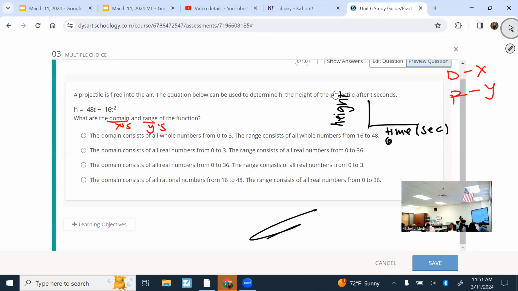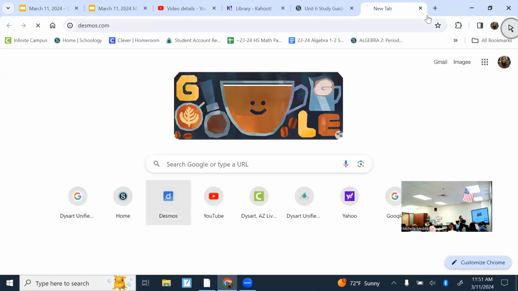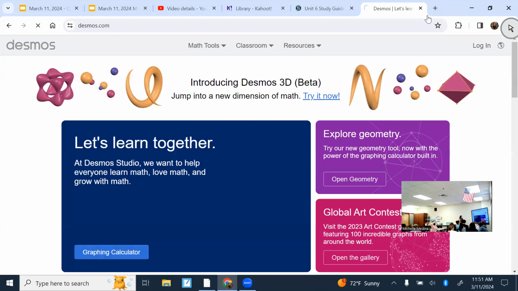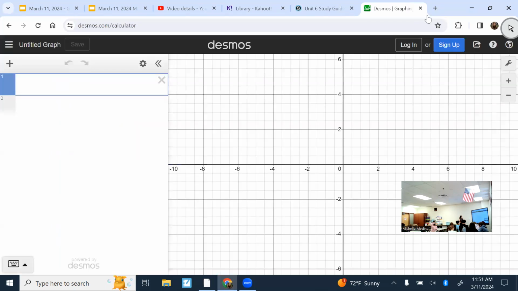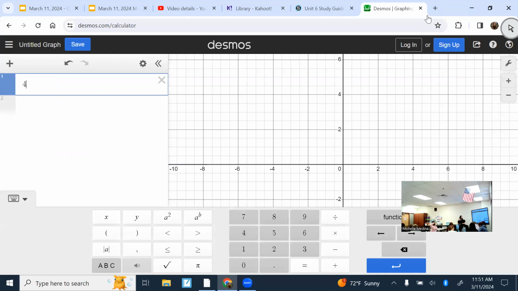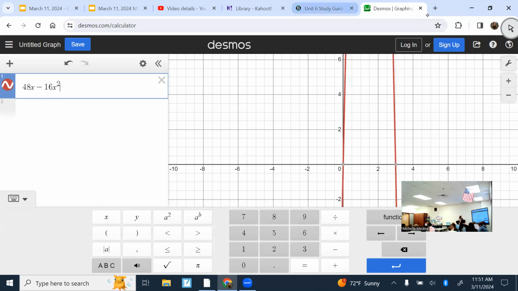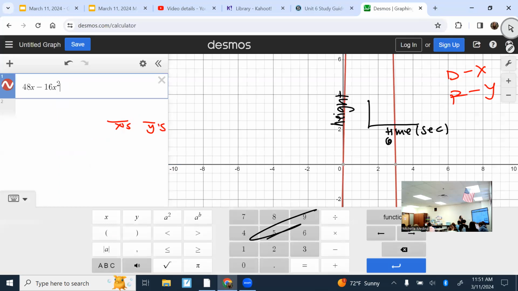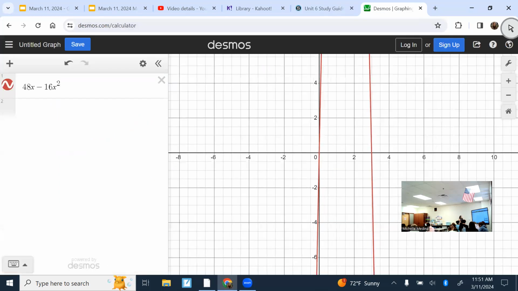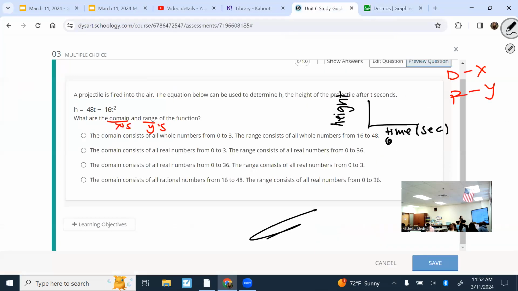This one does have 0 to 3, 0 to 36, 16 to 48. So we might have to graph it and see where it starts and ends. So I'm gonna do that. I probably wouldn't type the T's. I would make that an X since it would go on the x-axis. Okay, so here's my equation. My x's, my domain goes from 0 to 3. So that narrows me down to 2 options.